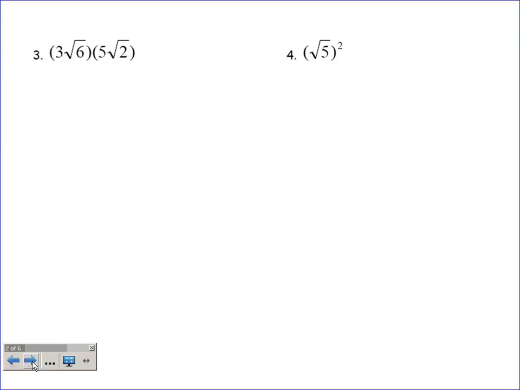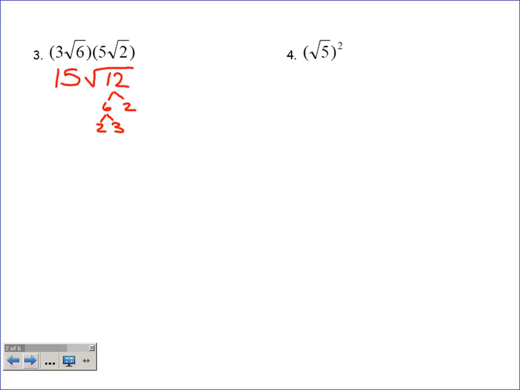Next one, outside. We should have 3 times 5 is 15. The inside would be 6 times 2, which is 12. Brett, how do I break up 12? 6 and 2. And what else? 2 and 3 and 6. 2 and 3. Okay. Any pairs?